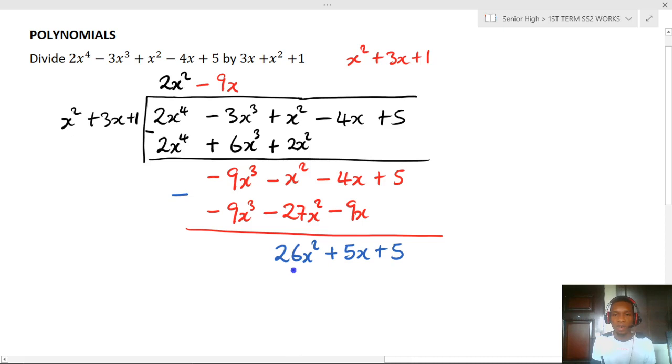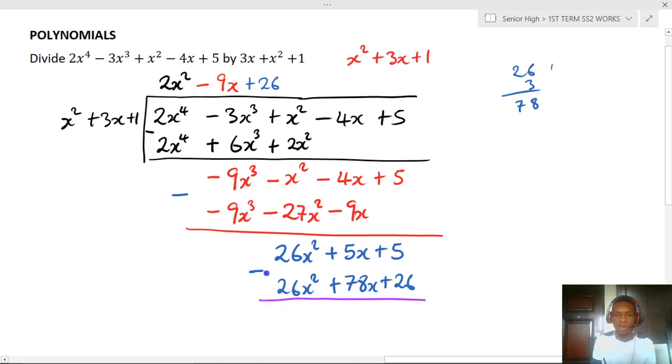So we have that 26x squared divided by x squared will give us just 26. 26 times x squared will give us 26x squared. 26 times 3x will give us what? Let's do that outside. 26 times 3. 3 times 6 is 18, carry 1. 3 times 2 is 6 plus 1, so 78. So this is 78x. And then 26 times 1 will give us 26. And then here we can subtract again to get our new value.